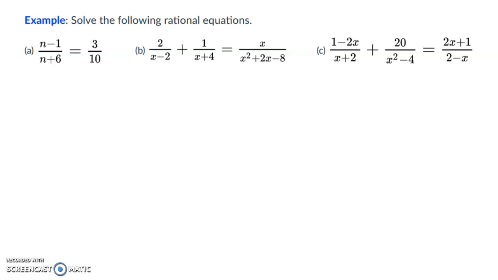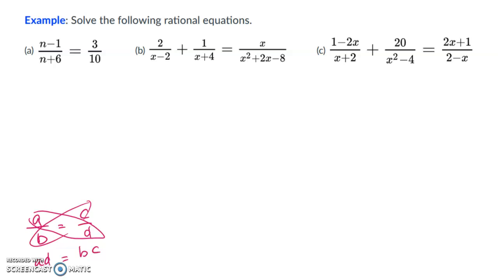In this video, we'll solve these three rational equations. Starting from A, it is in the form of A over B equals C over D. In other words, it's a fraction equals another fraction. What we'll do here is cross multiply. So that means A times D equals B times C. Okay, so we will use this property to solve A.